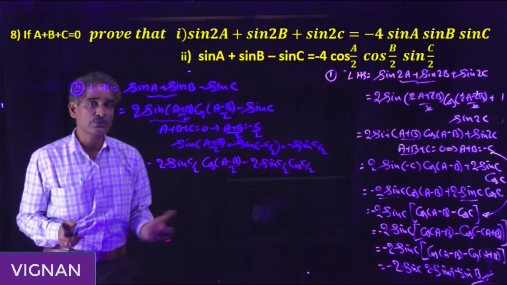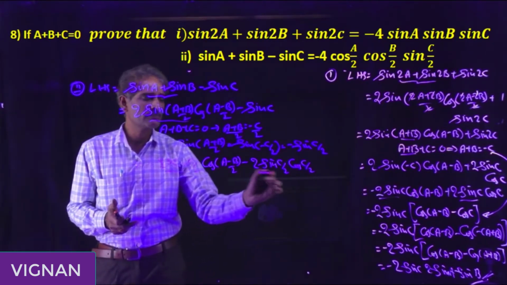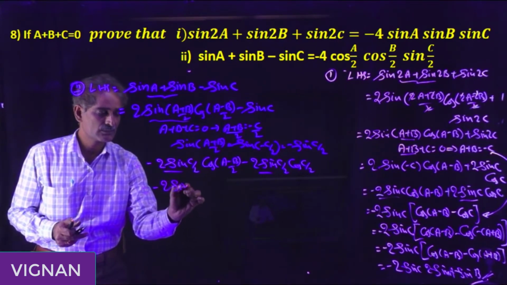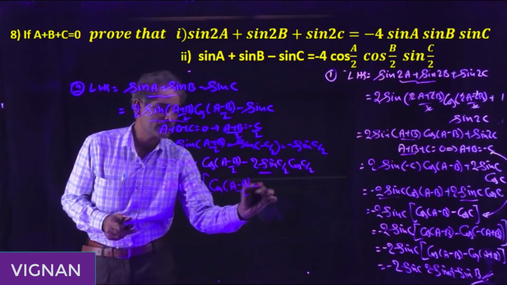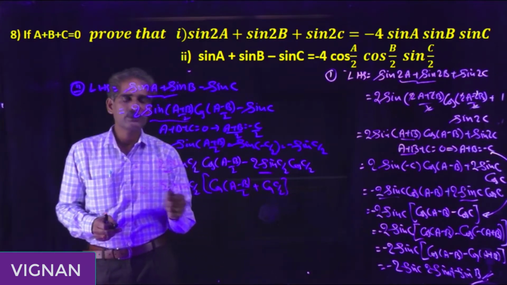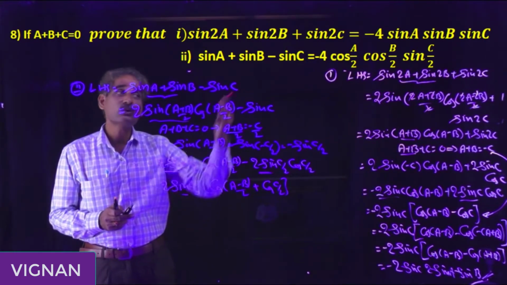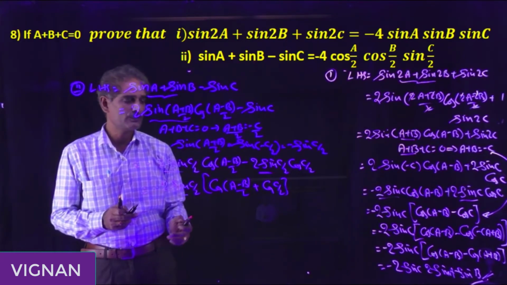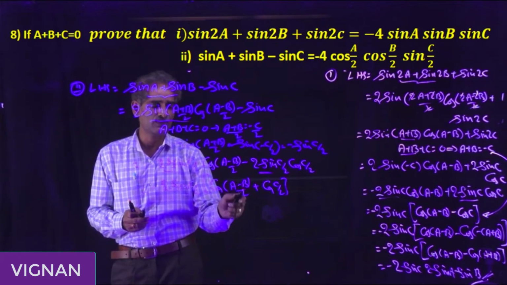Sin 2 theta equals 2 sin theta cos theta, so sin theta equals 2 sin theta by 2 cos theta by 2. Now we have a common factor: take minus 2 sin c by 2 common. The remaining terms are cos of (a minus b) by 2 plus cos c by 2. We already got the term sin c by 2. What about the remaining cos a by 2, cos b by 2? Just observe the right side part. Cos c by 2 is already there, but it should be in terms of a and b.